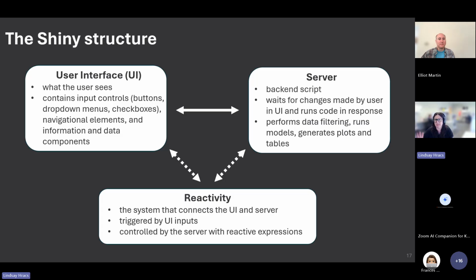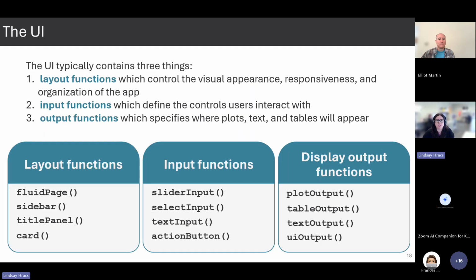So we can think of this as the three main components of what a Shiny app is. The user interface typically contains three things. We have layout functions, which control the visual appearance and the responsiveness. These are commands like fluidPage, sidebar, titlePanel. We'll look at some code as well. Input functions define the controls users interact with. When I was clicking on the slider, that's a slider input. Select input is our drop-downs, those sorts of things. And then we have our display output functions. These specify where plots, text, and tables will appear on your Shiny app.